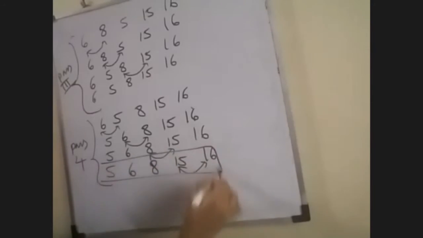Is it clear? Finally we got the result in ascending order. The input we gave was 15, 16, 6, 8, 5. For that, the sorting order is ascending, 5, 6, 8, 15, 16. After 4 passes are completed, the output will be correct: 5, 6, 8, 15, 16. Is it clear how to perform the bubble sort?